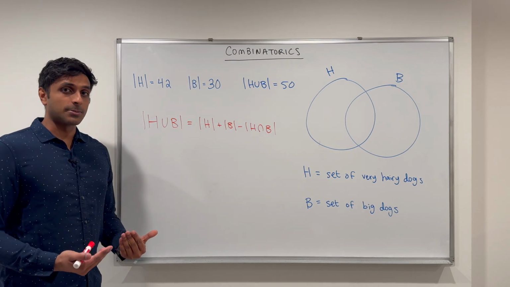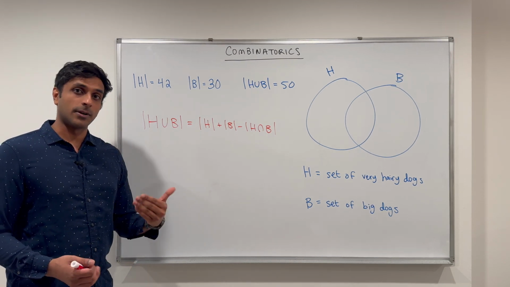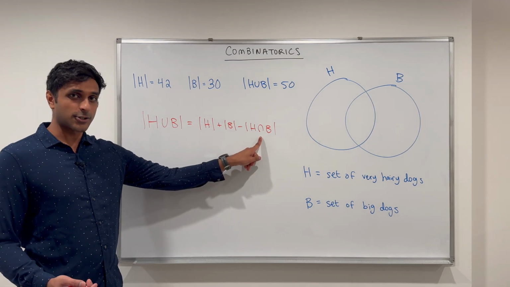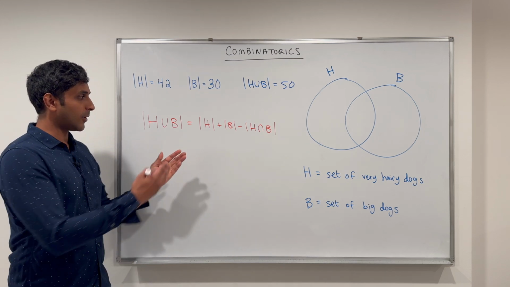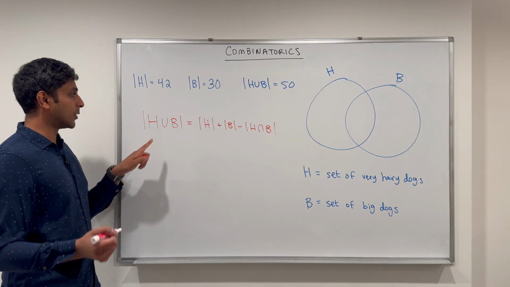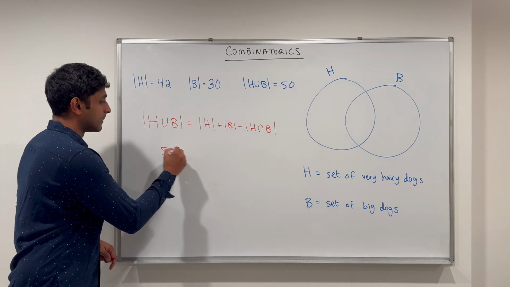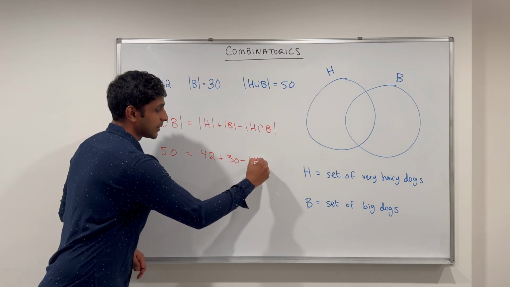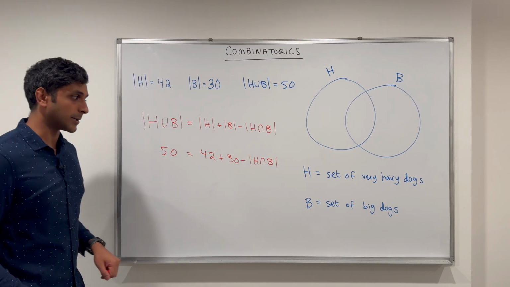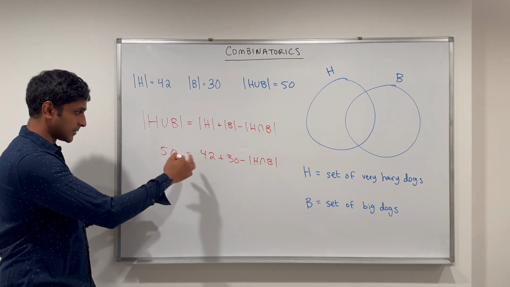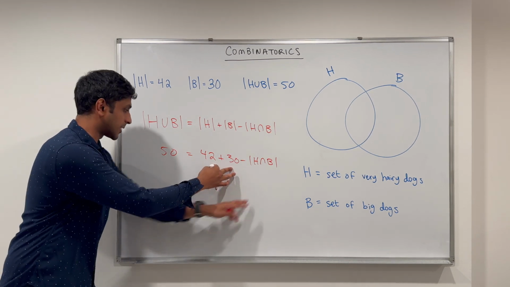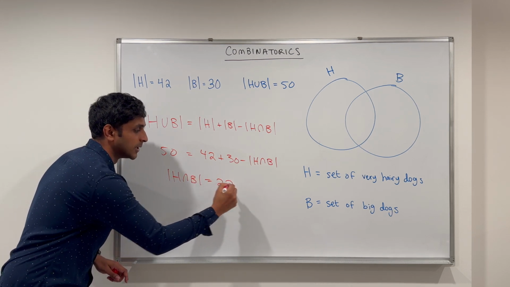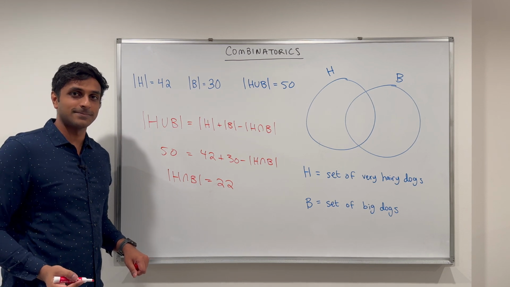We can still use the principle of inclusion-exclusion to solve for the number of very hairy and big dogs, because that is just the size of H intersection B, and we have all the other quantities. So we know that H union B is 50, and we know that the size of H is 42, and the size of B is 30, and we need to figure out how many dogs are big and very hairy, which is the size of H intersection B. So just solving this, this is 72, so you need to subtract 22 to get 50, so the size of H intersection B is 22, and that is the answer to our question.